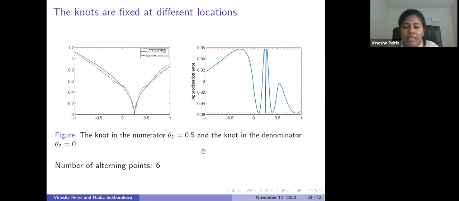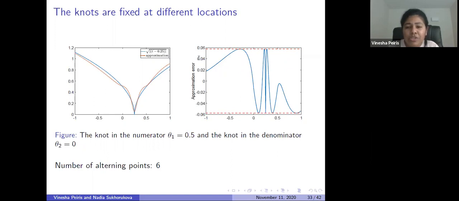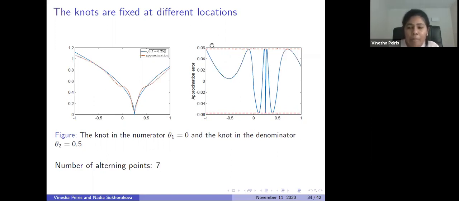And now we locate these two knots at different places. So the knot in the numerator is at 0.5 and the knot in the denominator is at 0. But we still get 6 alternating points. And if we interchange these two knots, we get 7 alternating points. But the maximum deviation is not very different. For the first case, it is somewhere around 0.06. And even for the second case, it is the same.